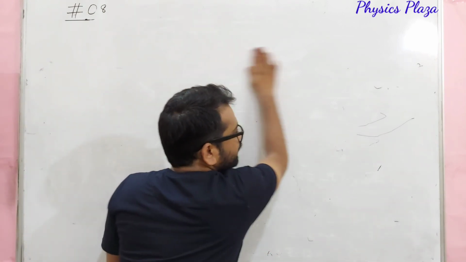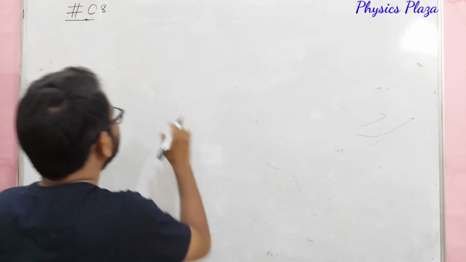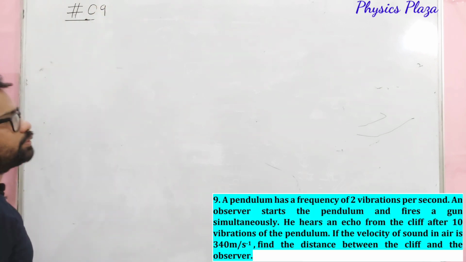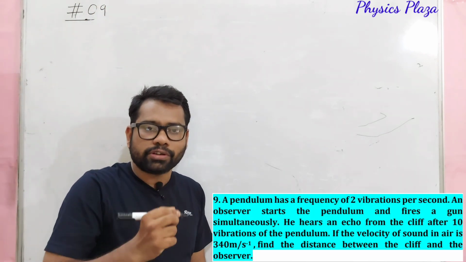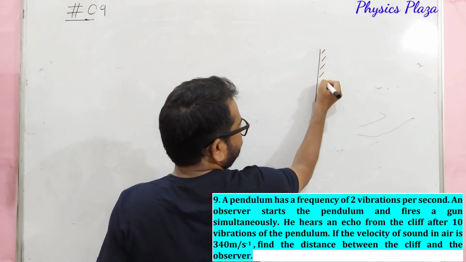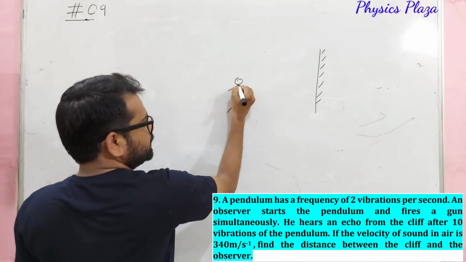Now we will do one more very important numerical. It's based on the echo concept. But here in this question, the time period is not directly given, dear children. So what is actually given is, look here. Children, let us see, here is a cliff, okay, and here a person is standing.